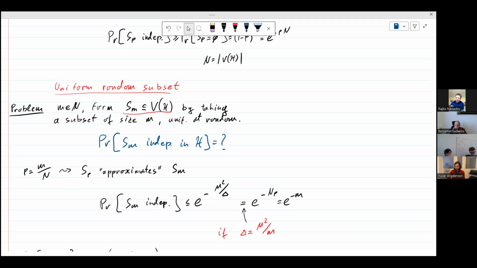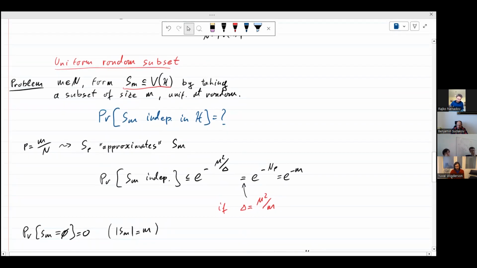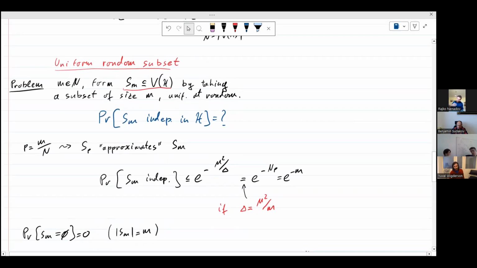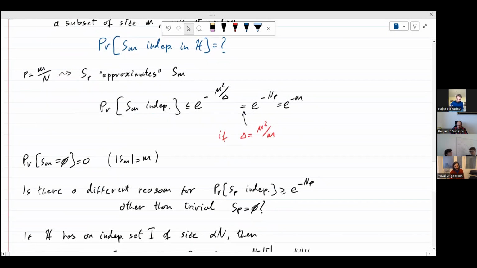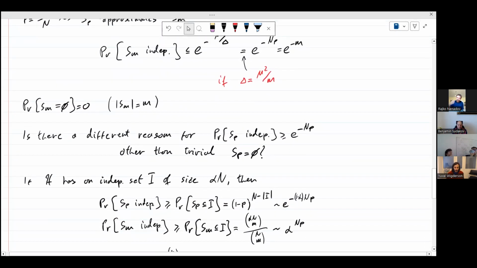Now what about the lower bound? Well, the lower bound is now a bit of a problem, because in the case of S_p, we had this trivial lower bound: if S_p is empty, then S_p is independent. We can't do the same here, because S_m is never empty. S_m is always of size m, which prompts the question: is there a different reason for the probability that S_p or S_m are independent? If you think about it, one case would be that if my hypergraph H has an independent set of size, say, alpha n, then my sampled subset would also be independent if it lies completely within such a set.